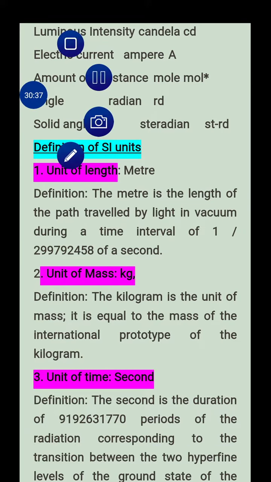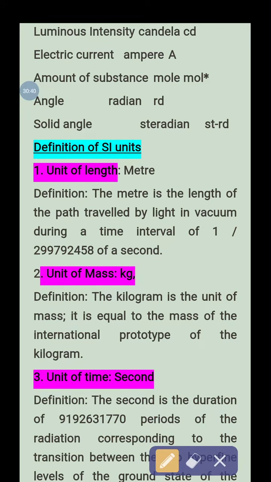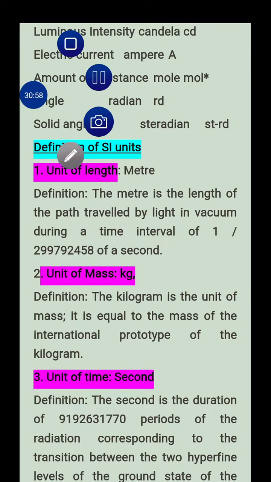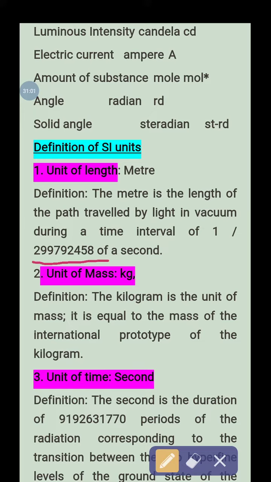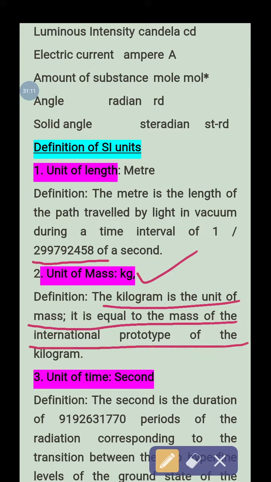Definition of SI units. First, the unit of length. What is the unit of length? Meter. The meter is the length of the path traveled by light in vacuum during a time interval of 1/299792458 of a second. Isn't it? Unit of mass. The kilogram is the unit of mass. It is equal to the mass of the international prototype kilogram, right?